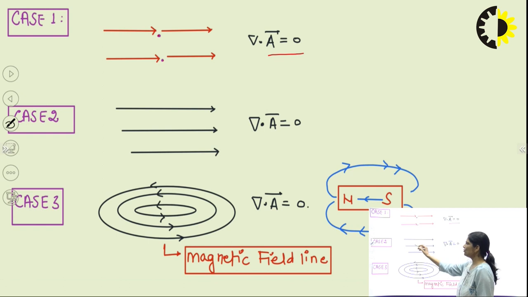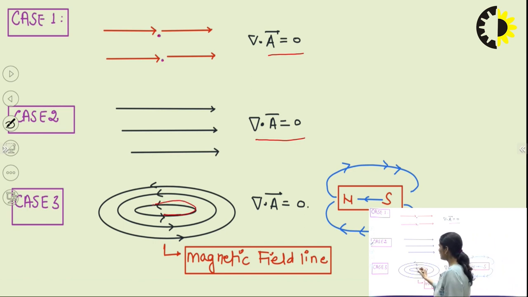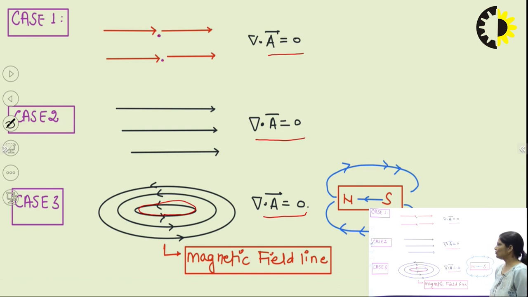In the second case also, you have these lines in this direction. Here no source is there, no sink is there, so divergence is equal to 0. Now the third case: here a magnetic field line is there. Your start point is from here and again an end point, so source and sink are not there, so your divergence is equal to 0. Or you can consider a magnetic field where you have a north pole and a south pole, and you have a magnetic field in this direction, south to north. So here no source or sink is there, so you can say divergence is equal to 0.